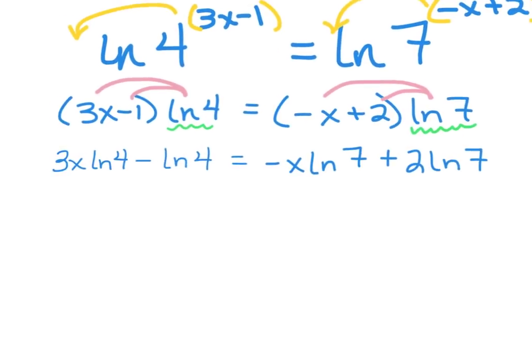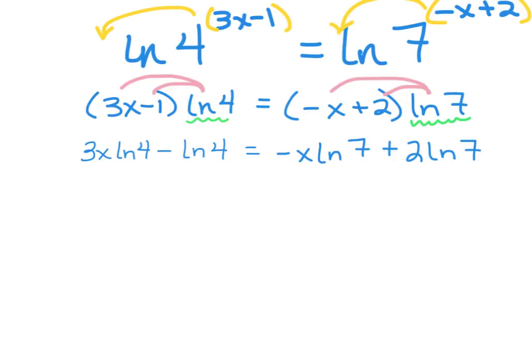Now, the next thing that I want you to notice is that you've got 4 terms, 2 on each side of the equal sign, and that 2 of those terms, the 3x ln of 4 here and the minus x ln of 7 here, those 2 terms have x's in them. And your other 2 terms are strictly numeric. They do not have any kind of variable in them.